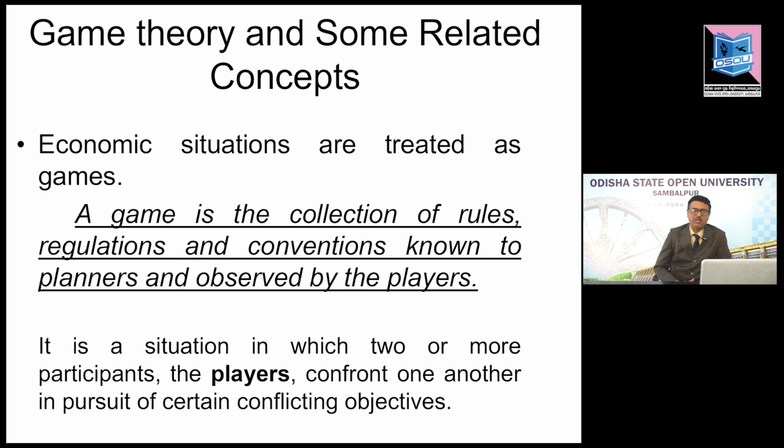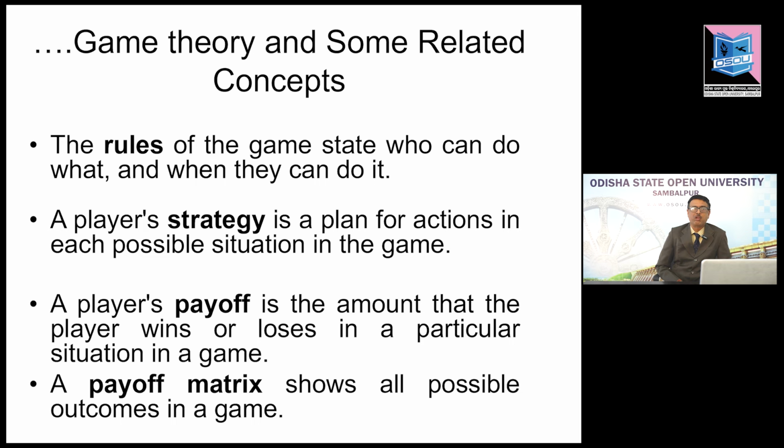A game is a situation in which two or more participants, the players, confront one another in pursuit of conflicting objectives. Rules of the game state who can do what and when. A strategy in the game is a plan of actions of a player in each possible situation in the game. Payoffs are the amount that the player wins or loses in a particular situation in a game. The payoff matrix shows all possible outcomes in a game.